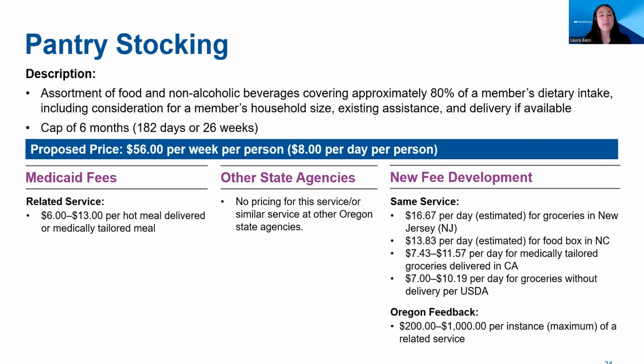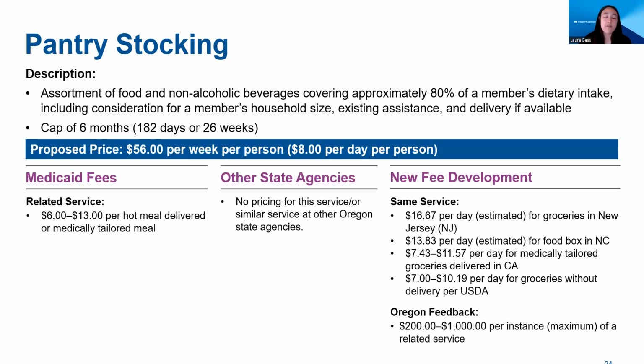Looking, however, at groceries or food boxes in other states, we found prices as low as $7.43 to $11.56 per day in California, roughly $13.83 per day in North Carolina, and roughly $16.67 per day in New Jersey. We also gathered feedback for a related housing service that covers pantry stocking when a member moves into a house. However, this had a wide range of prices from $200 to $1,000, and it did not align very well with the particular circumstances or timing for this specific nutrition benefit.